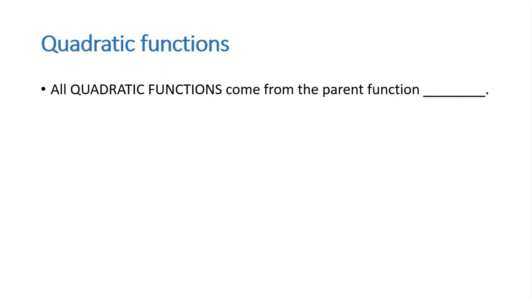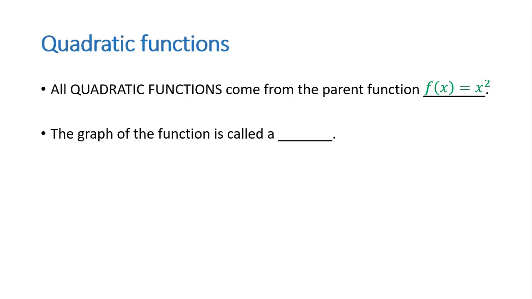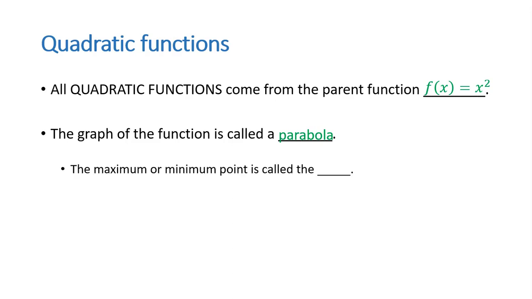So all quadratic functions come from the parent function f of x equals x squared, which was one of the parent functions we saw when we started graphing functions. The graph of any quadratic function is called a parabola. So if you remember, that graph looks kind of like a U shape. If we're graphing f of x equals x squared, then it's essentially a U-shaped graph that's centered at the origin with two tails pointing upward. Every parabola has a couple of key features. The maximum or minimum point on the graph is called the vertex of the parabola.